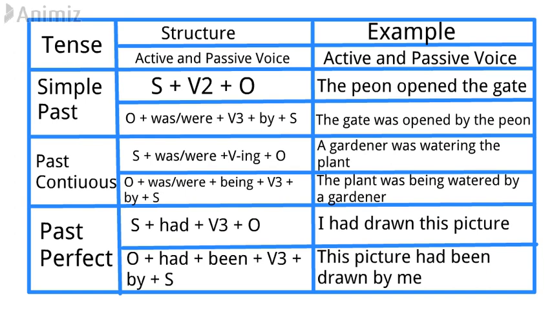Move to past perfect tense. Subject, had. We use had in past perfect tense, and third form of the verb plus object. Here the example: I had drawn this picture. When we change into passive, we put object in place of subject, had, and we use been with had, third form of the verb plus by and subject. Here the example of passive: this picture had been drawn by me.